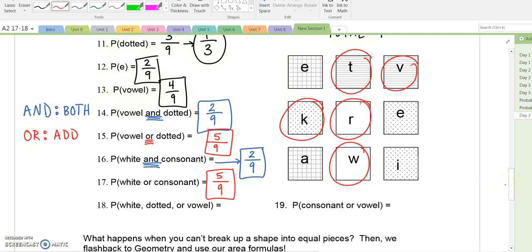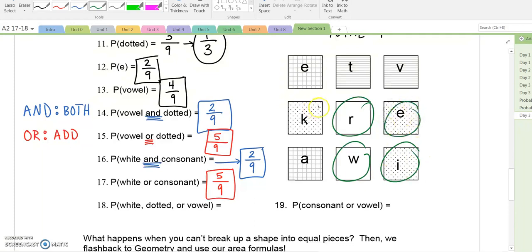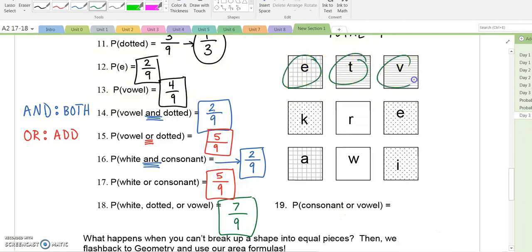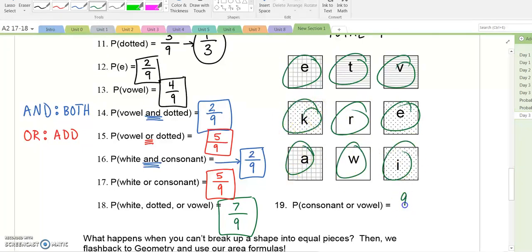For 18, the probability it's white, dotted, or vowel. Let me erase these. Well, white, dotted, or a vowel, that accounts for 7 of them. So we'd say 7 out of 9. And then for 19, consonant or vowel, well, this is a vowel, this is a consonant, consonant, vowel, consonant. One thing you should notice is every letter is either a consonant or a vowel, so this should be all 9 out of 9, or just 1.